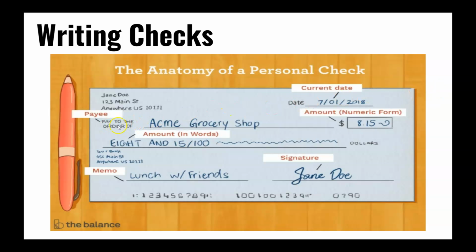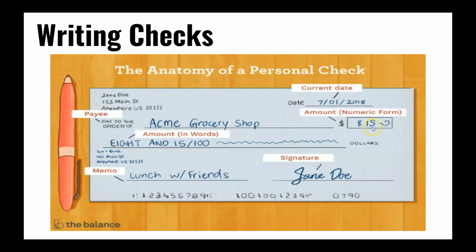Pay to the order of, this is who is receiving the check. So you're going to write the recipient's name here, whether it's a company or a person. And then you're going to write the amount of the check in two different ways. One is in numeric form in the box. The other is in word form here at this bottom line.